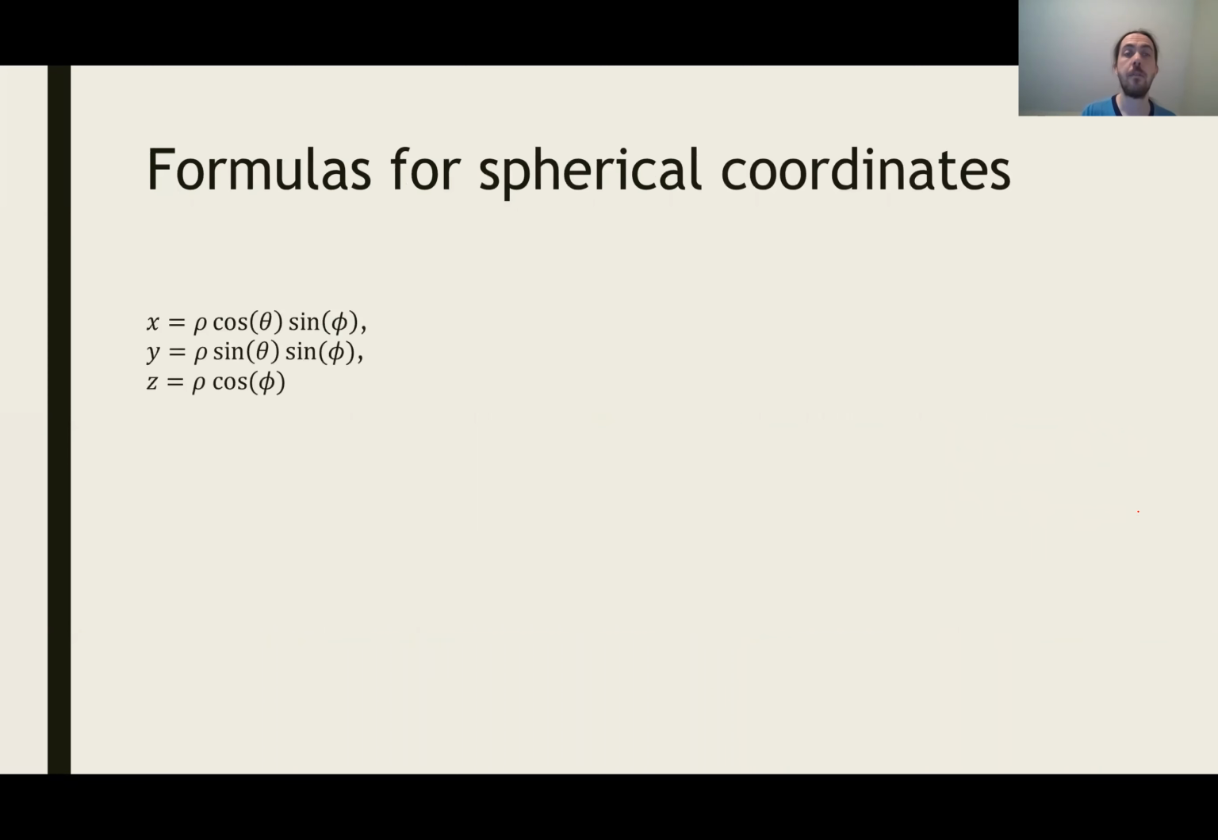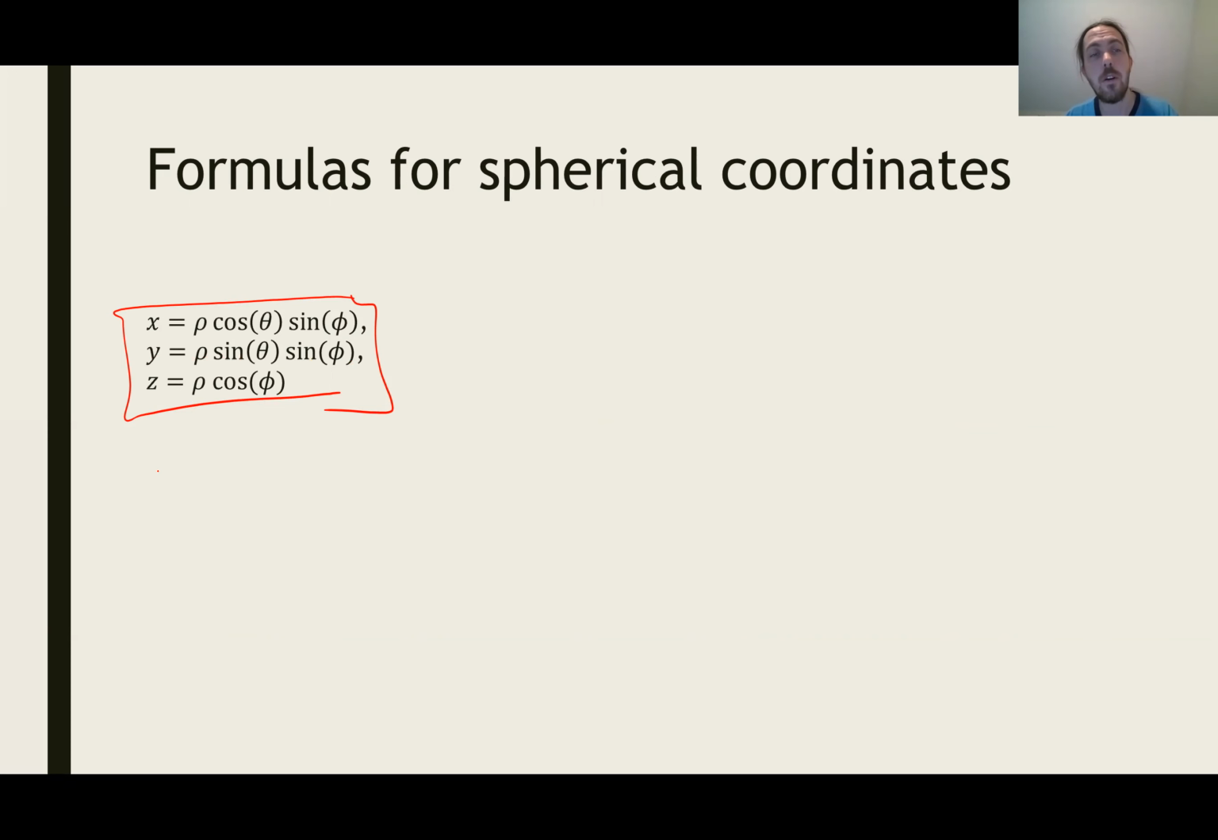Here are the formulas for spherical coordinates, and there's no shortcut to this. The formulas for spherical coordinates take a little bit of work to write down or remember. x is rho cos theta sine phi, y is rho sine theta sine phi, and z is rho cos phi. Physically, let's draw a little bit about what these say.